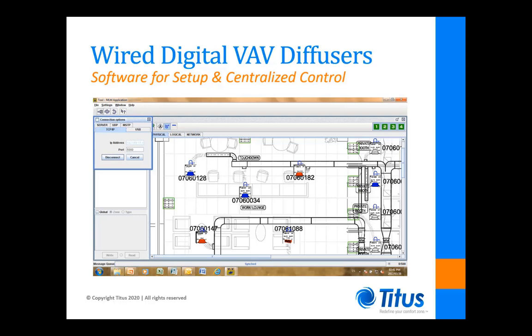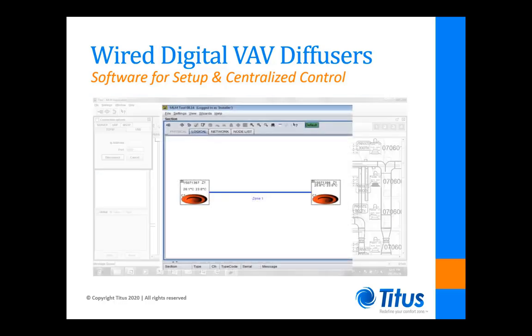A snapshot of this software is shown on this slide. This software serves two purposes. Firstly, it is used to configure the master and drones. A plan of the building layout is imported into the software, and the VAV diffusers appear over the top, where they can be moved around to their correct locations. Each diffuser has a unique address which is marked on every single diffuser. The master and drones can be linked by simply drawing a line between them to create a thermal zone.